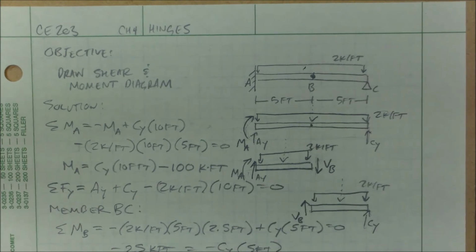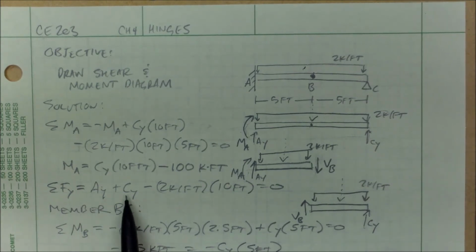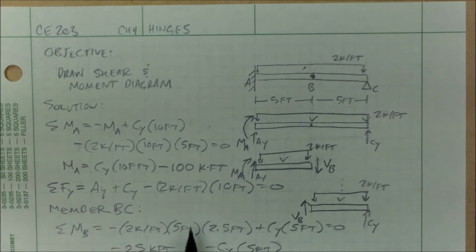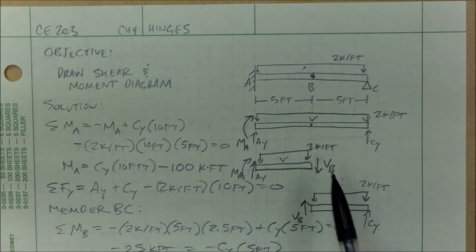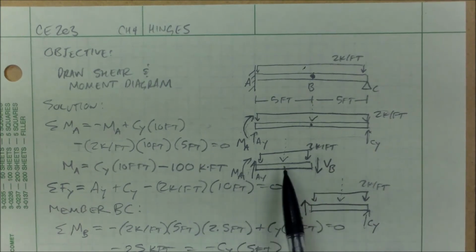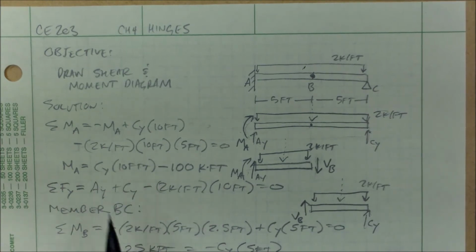See how this extra equation gave us one of the values of the reaction supports. Now I could plug CY into this equation and get AY, and I could put CY into this equation and get my MA. So that hinge gave me an extra equation. Let's continue trying to solve the rest of the reaction supports using the right and left side, however, and then we can check our answers with our original equations.